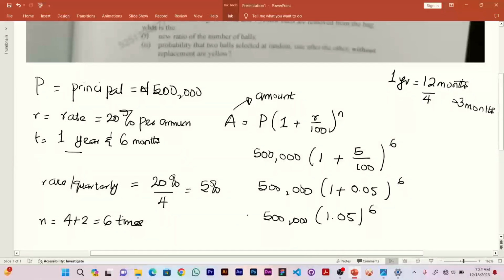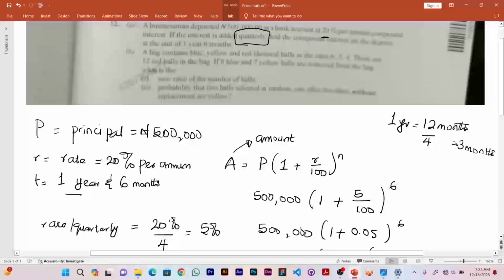Once you simplify this, you are going to get your amount. Remember, you're not going to get your exact answer, you're going to get your amount in Naira. But remember the question initially said we should calculate the compound interest on the deposit, not the amount. It said the compound interest.